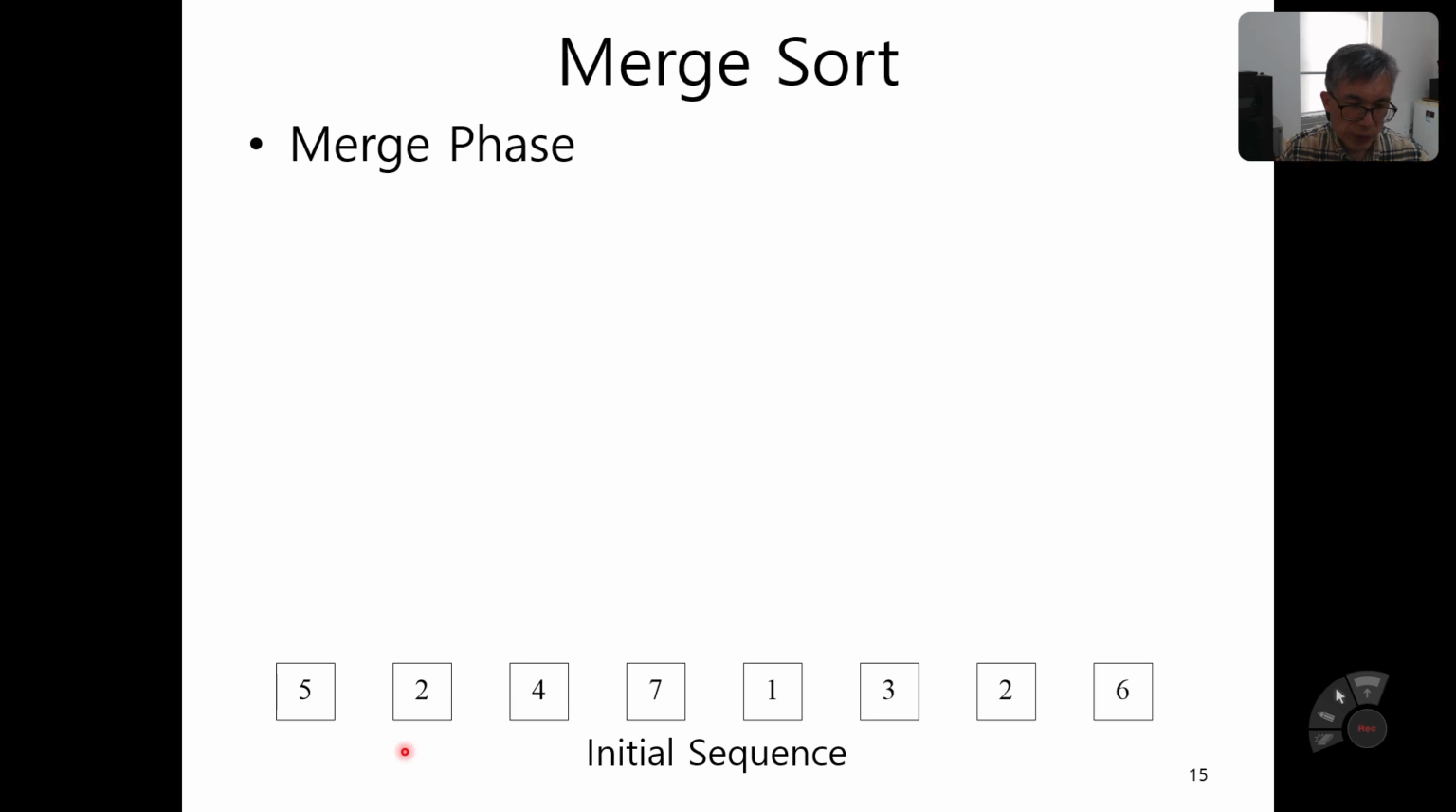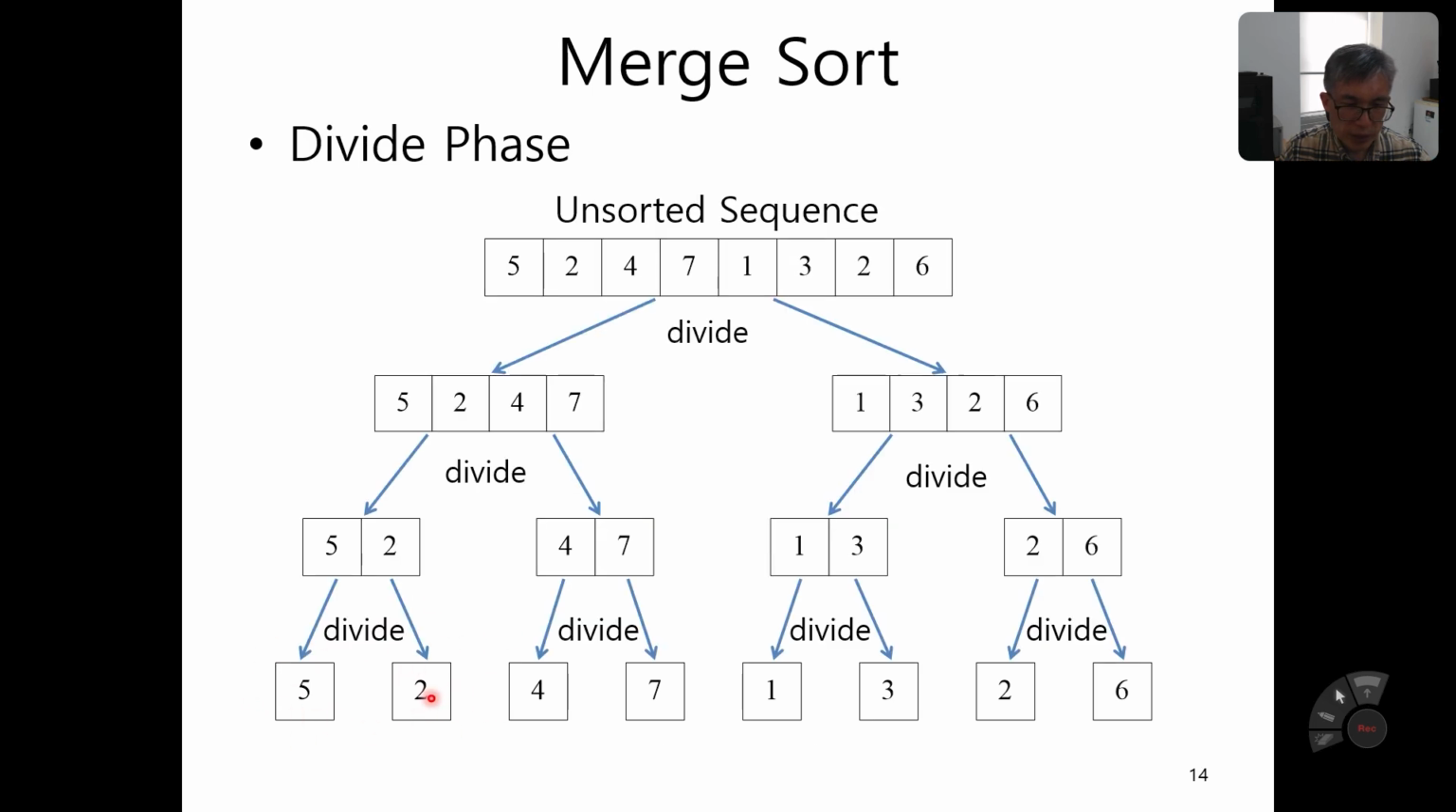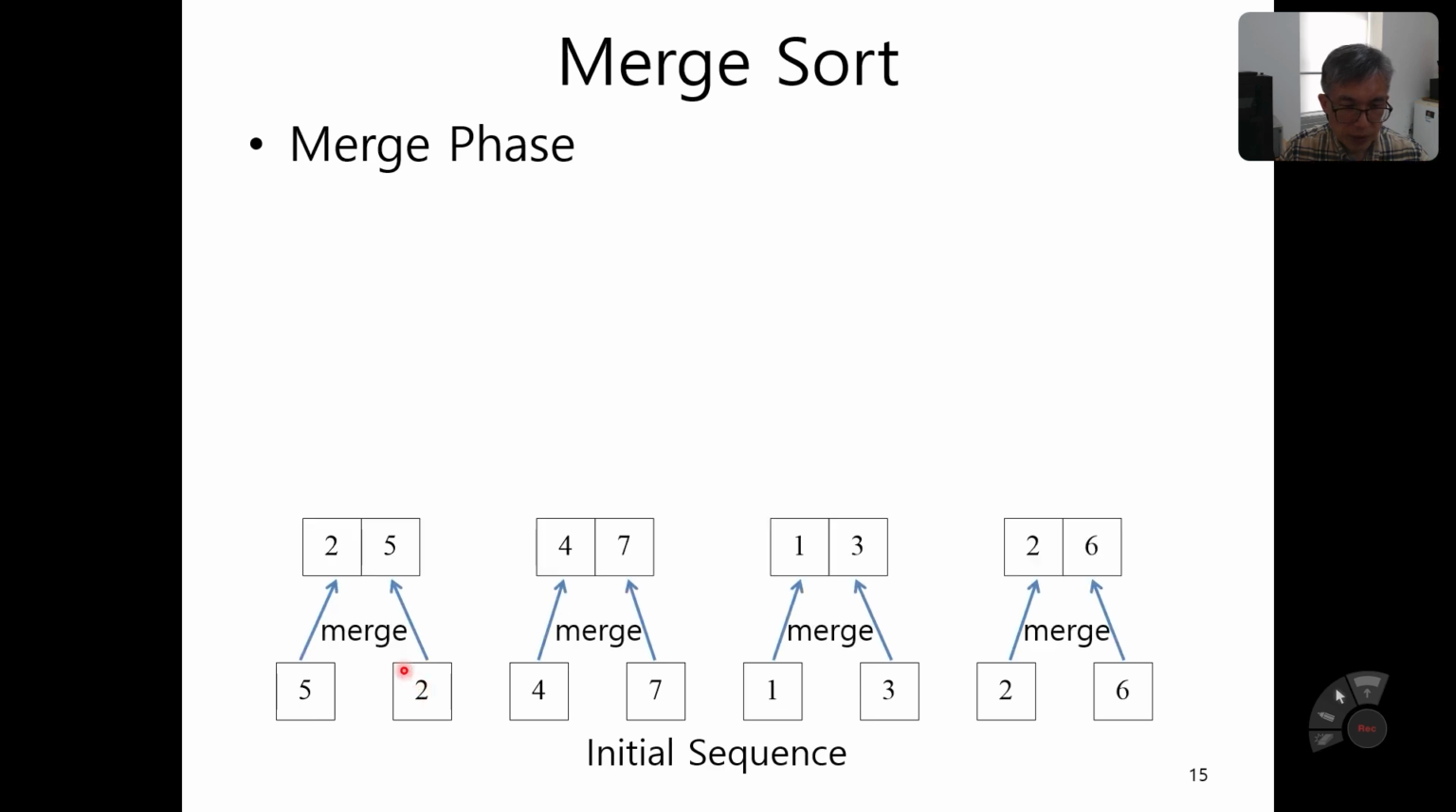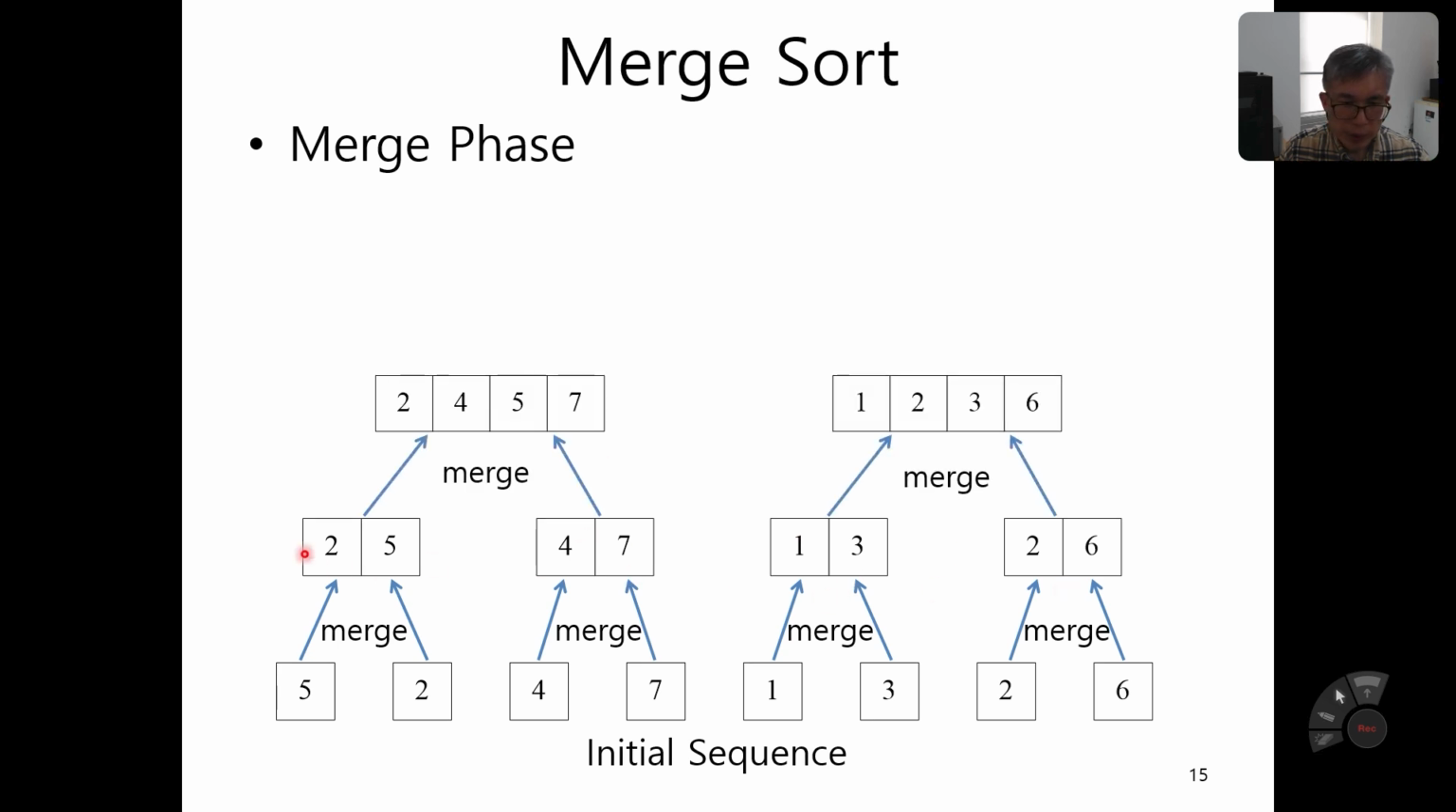In the merge phase, we merge the adjacent smallest buckets. For example, 2 and 5 are compared and merged, and for the last one, we compare left and right and merge like this. Next level, we also merge. 2 is less than this one, so we copy it first, and then we compare 5 and 4. 4 goes first, then 5 and 7, and the last one is 7.